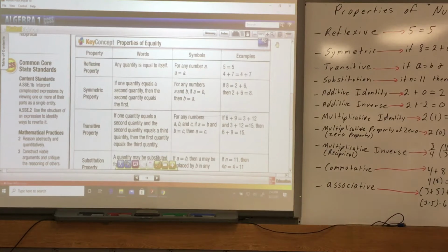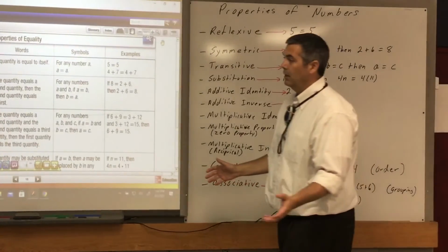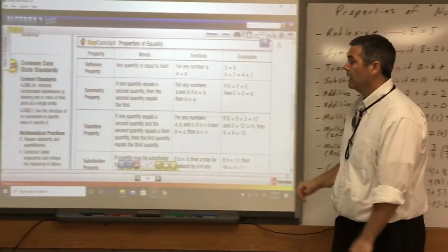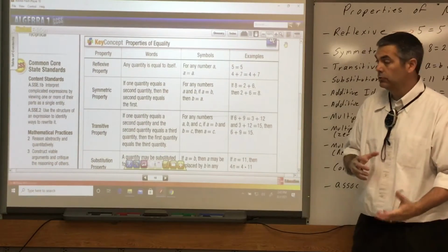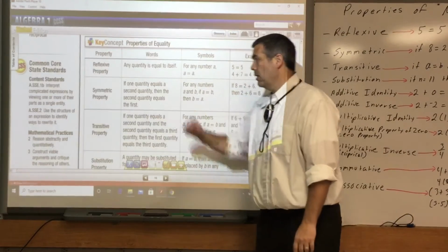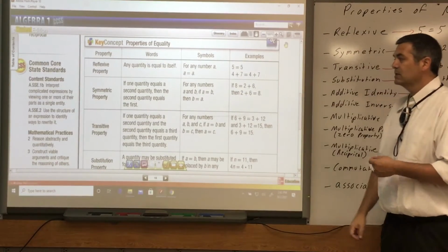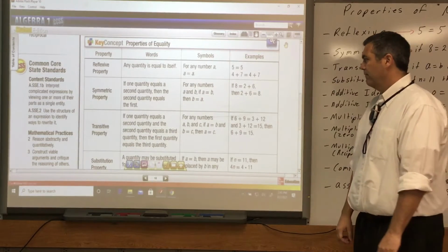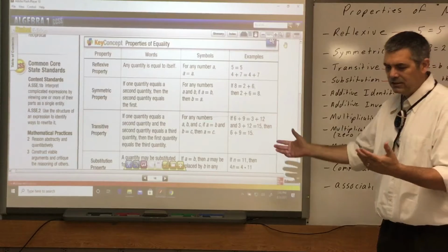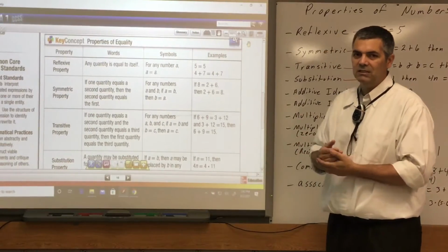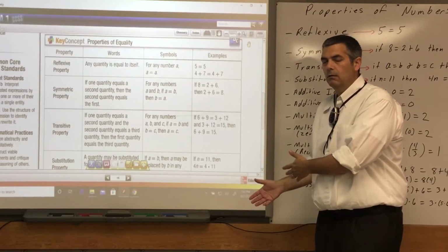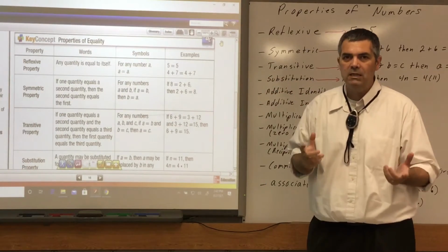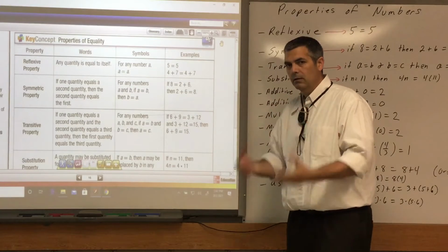5 equals 5, and it makes perfect sense. It's just a matter of how they write it and what they're calling it. And you're going to use these properties, so make sure you know them. All right. Symmetric property: if one quantity equals a second quantity, then the second quantity equals the first quantity. So if 8 equals 2 plus 6, then 2 plus 6 must equal 8. And all of these are intuitive, right? When you think about them, they make sense.